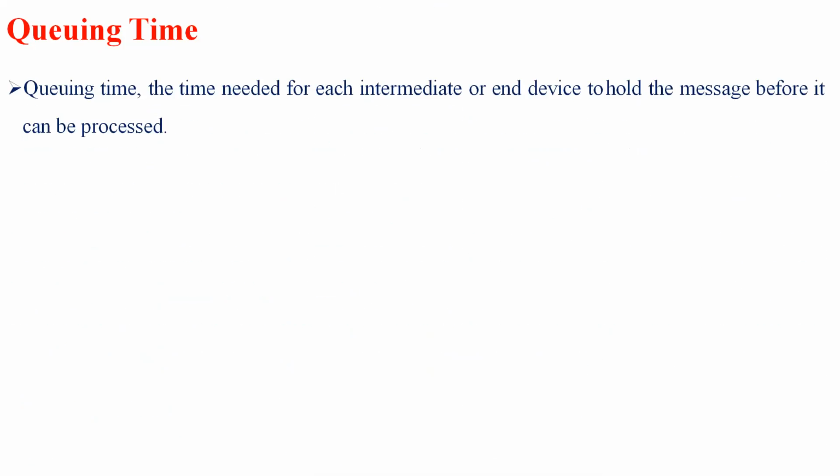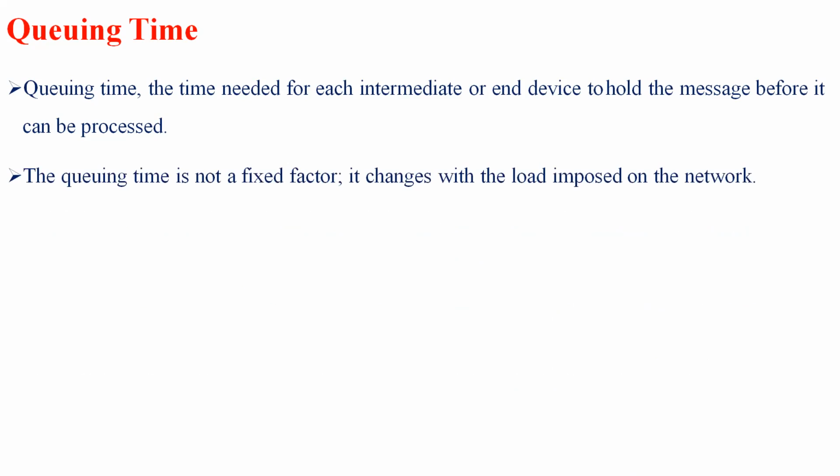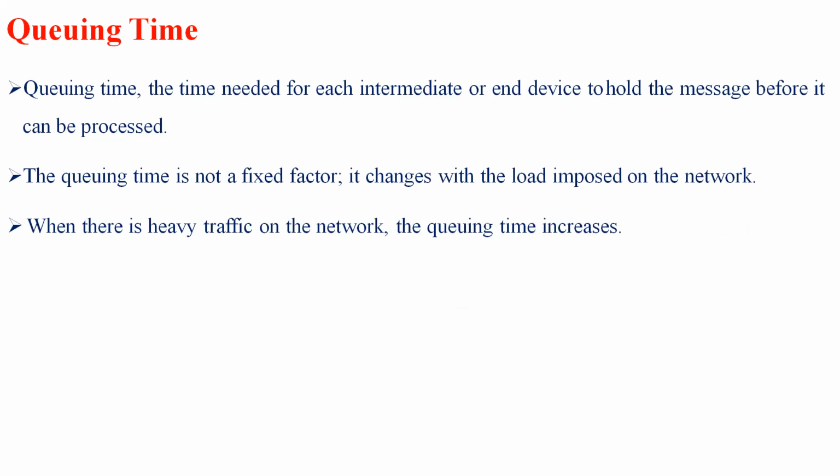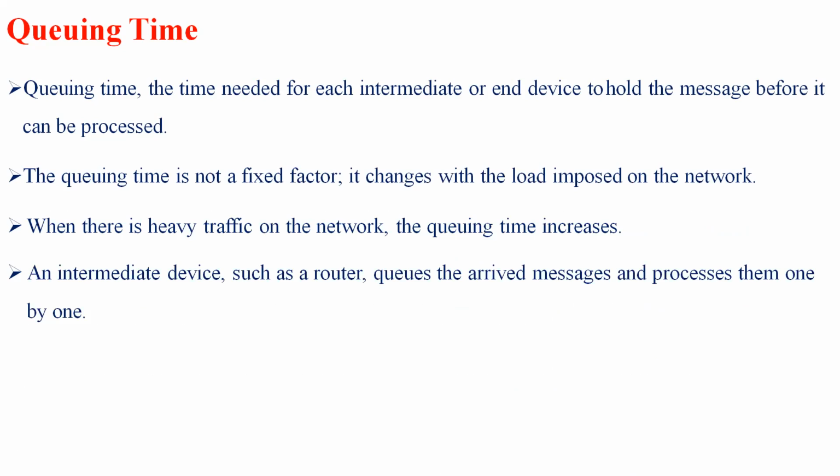Next is queuing time. What actually is queuing time? The third component in latency is queuing time. It is the time needed for each intermediate or end device to hold the message before it can be processed. It is not a fixed factor. It constantly changes with the load imposed on a network. When there is heavy traffic in the network, the queuing time increases. Intermediate devices such as routers queue the arrived messages and process them one by one. If there are many messages, each message will have to wait.